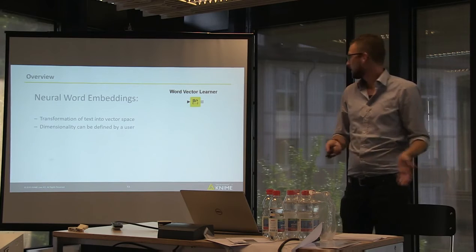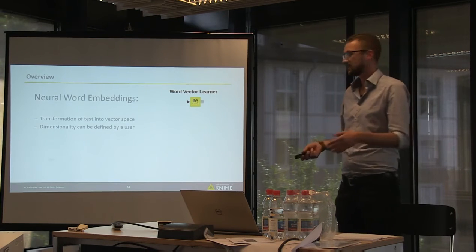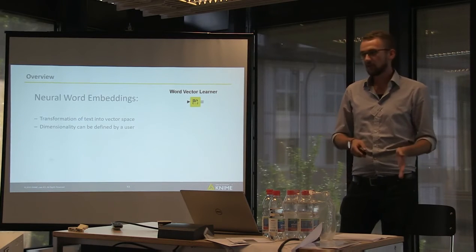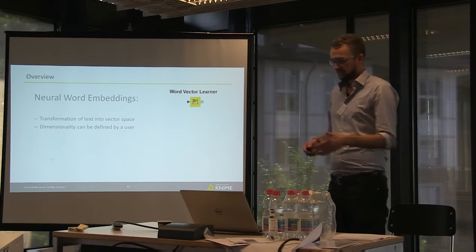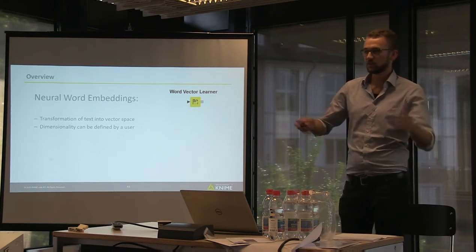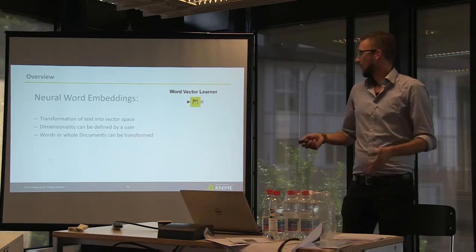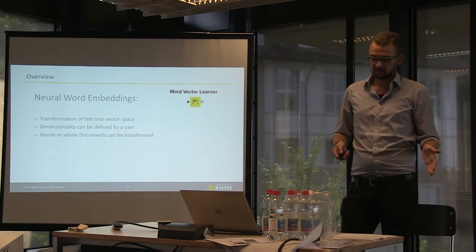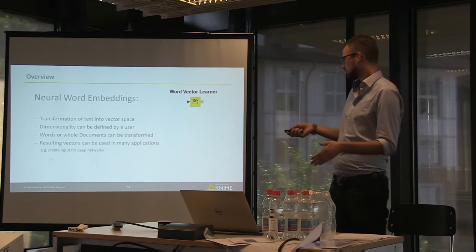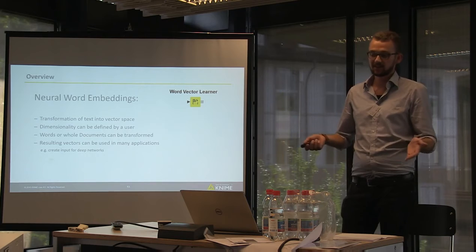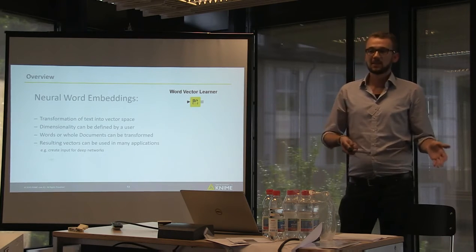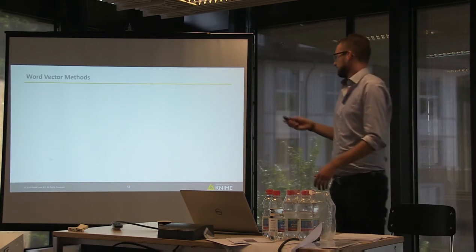Now the dimensionality can be defined by the user, because this model actually uses another shallow neural network, so the user would define the number of output neurons of this network, which would correspond to the dimensionality of the resulting word vectors. Then we can either transform single words or whole documents into a vector representation. And these vectors can be used in a lot of applications and have some very nice properties, for example to create input for deep networks like we've seen before.